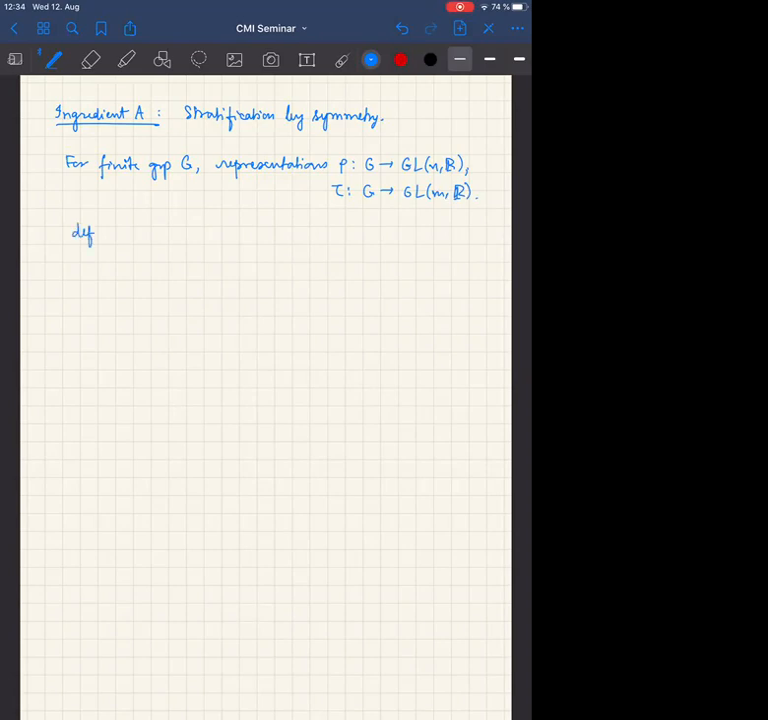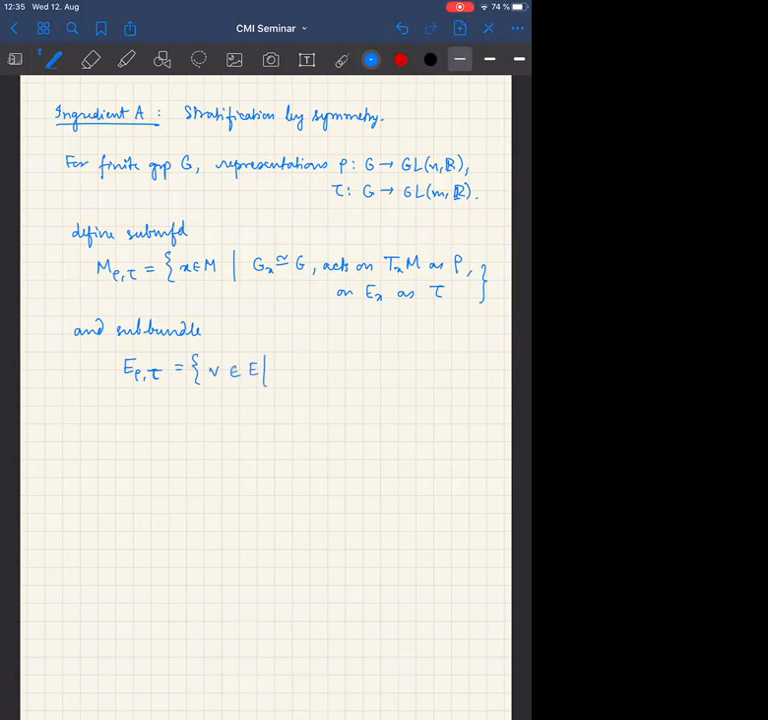Then define this submanifold, which is going to be a part in our decomposition. So take all points where the isotropic group is G, and it acts on DXM as rho and on EX as tau. So we have a submanifold, and we also look at the subbundle, essentially, which is going to be the subbundle over it, as the restricted bundle to this submanifold, such that G acts trivially on B.